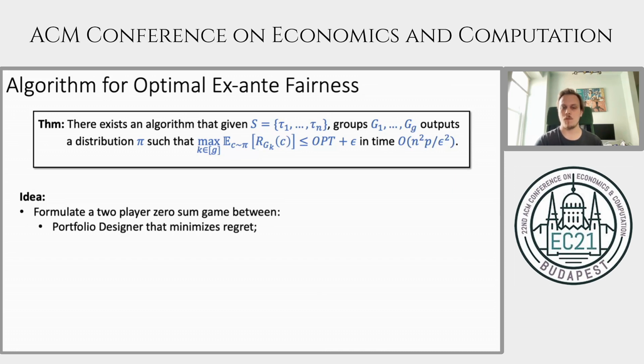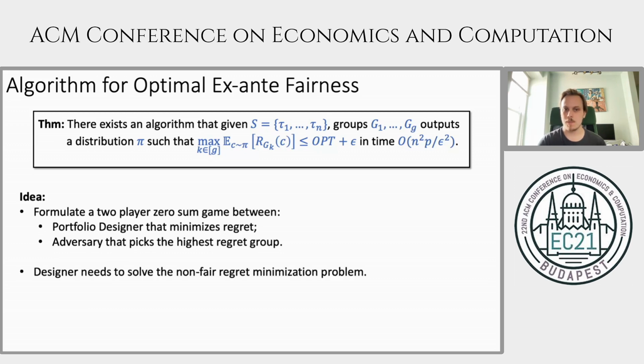One of the players is a portfolio designer that tries to minimize regret, while the other player is an adversary that tries to identify the highest regret group. So on each round of this game, the designer will solve a weighted version of the non-fair regret minimization problem, which I'll come back to in just a second. And the adversary will use the exponentially weighted forecaster to predict a high regret group.